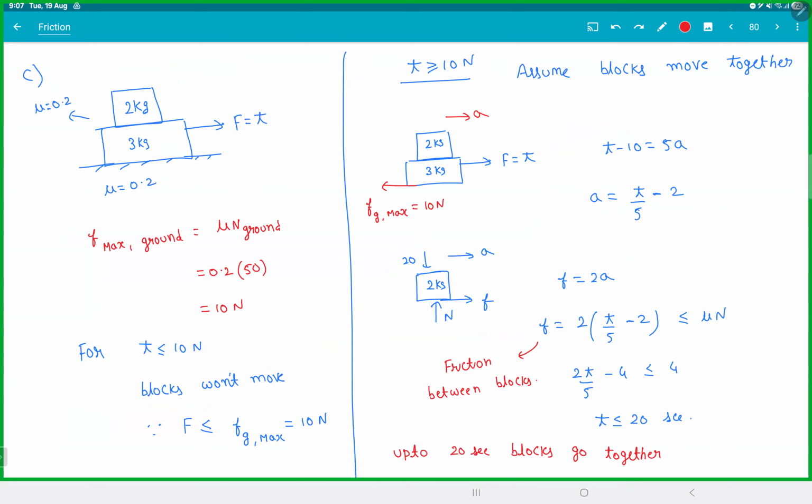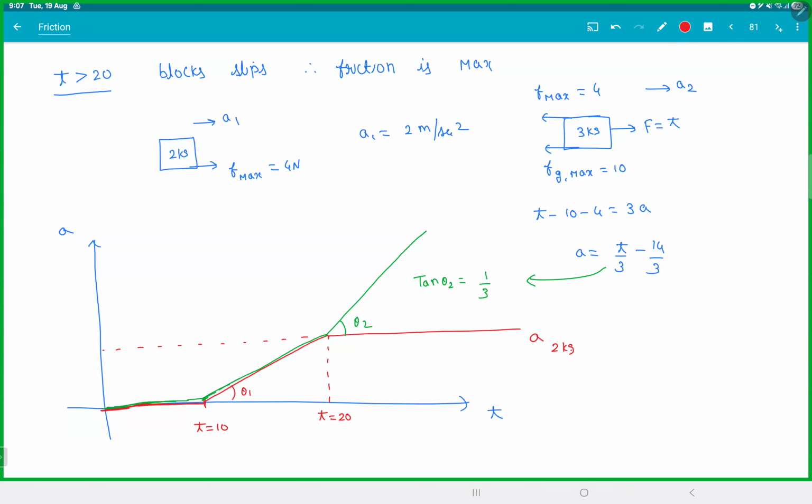Are you clear, people, what to do if there is a friction on the ground? If there is a friction on the ground, there is a possibility blocks won't move for some time. We have to calculate that first. So there are 3 possibilities now. They will not move, they'll go together, they will slip. Clear with this? Any doubts on how we did this, step by step? Any confusion, anything you're not convinced?